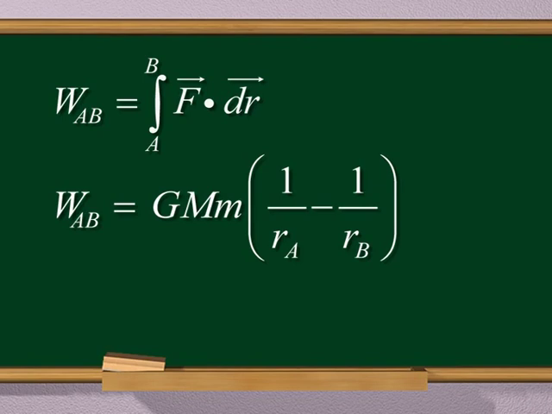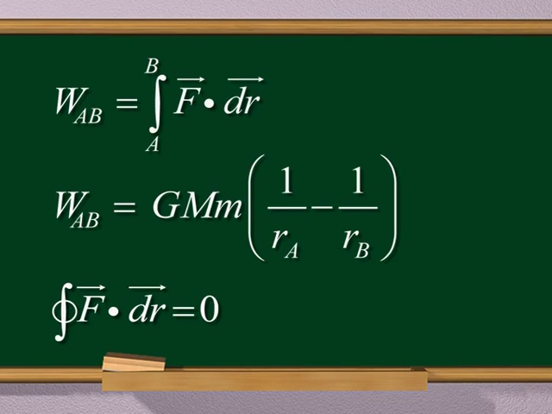A force is said to be conservative if the work done by the force in moving a particle along a closed path is 0. Thus, the line integral of vector f dot vector dr along a closed curve joining A to B is equal to 0.